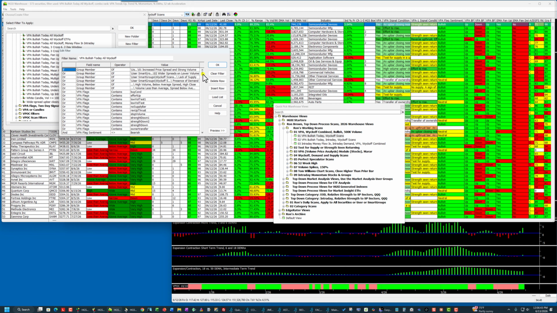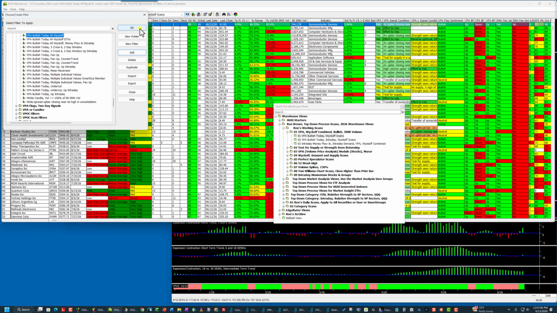Now, as I scroll down this filter, you can see that there are a lot of requirements, is what I'm trying to say. There has to be at least 500,000 in volume. They have to be assigned to a group, and there has to be a VPA signal. So one of these signals has to occur along with the Wyckoff volume information.